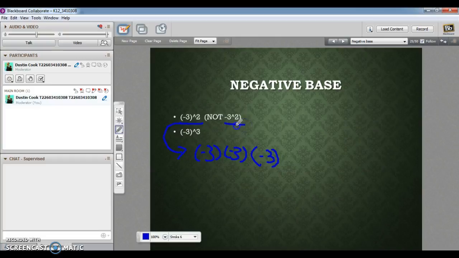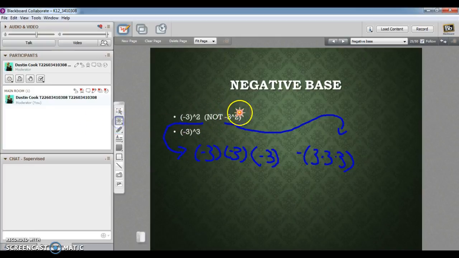This one here looks more like this. Negative 3 times 3 times 3. So in this one, the negative is not distributed. It's the opposite of 3 to the second. Maybe that's a good way of saying it. This one is the opposite of 3 squared, and this one is negative 3 squared. And the difference is just where are the negatives going.